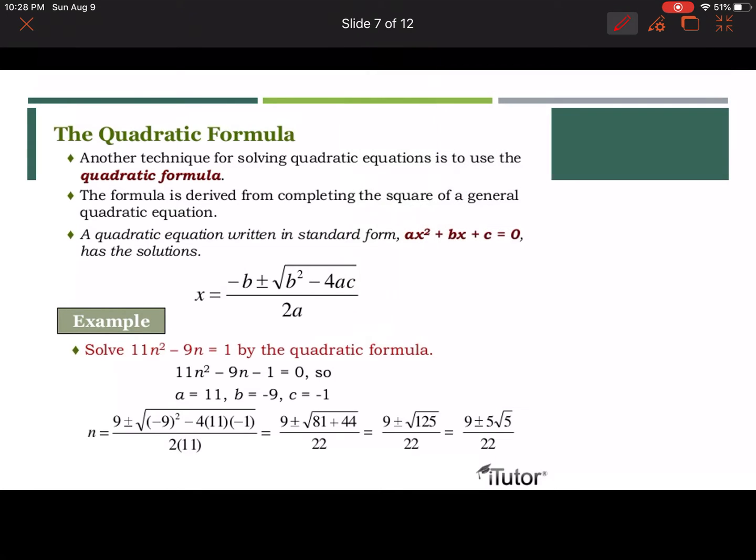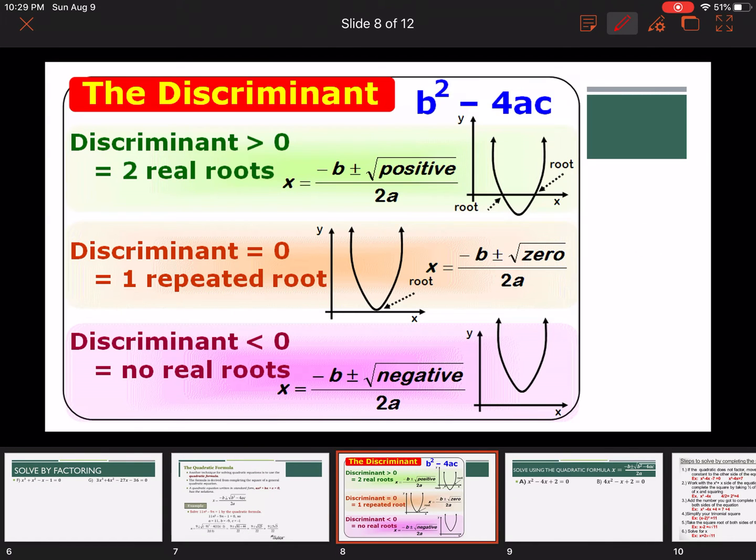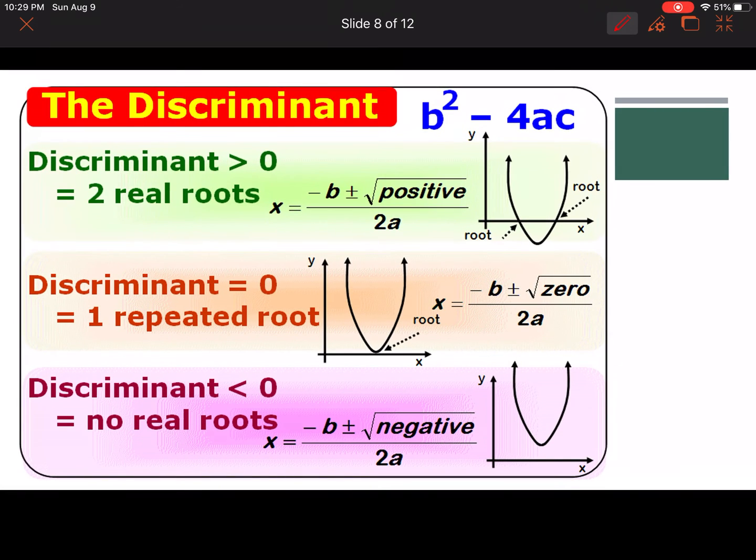This part of the quadratic formula, this b squared minus 4ac, is called the discriminant. There is a question in your homework that asks you about the importance of the discriminant. So now let's talk about that. Why is that part of the quadratic formula so important? The discriminant, which is the part underneath the square root, will tell you how many solutions you're going to have.